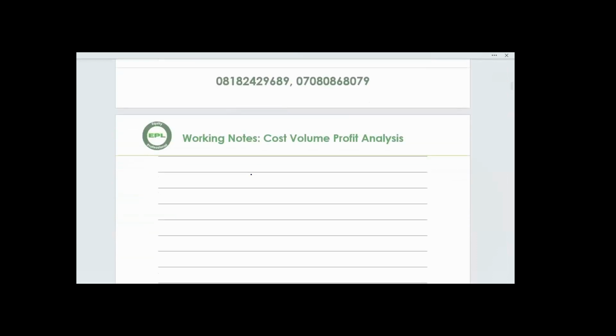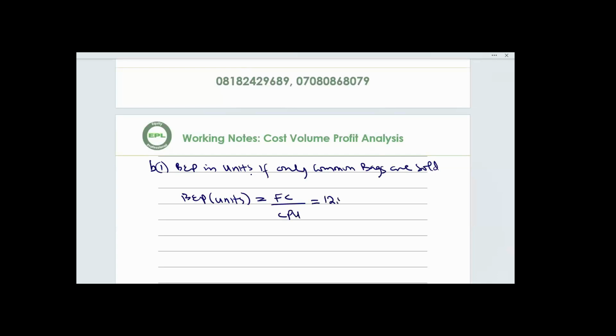Then number B, Roman figure 1, break-even points in units if only common bags are sold. So if only common bags are sold, then break-even point in units is calculated as fixed cost divided by contribution per unit. And fixed cost is 12 million naira.